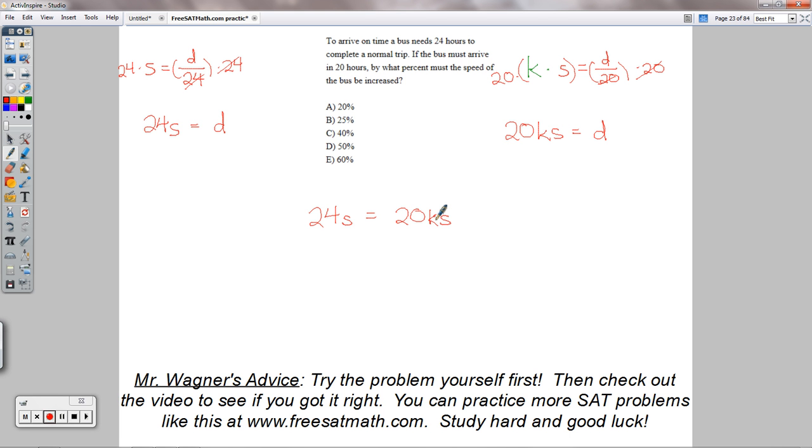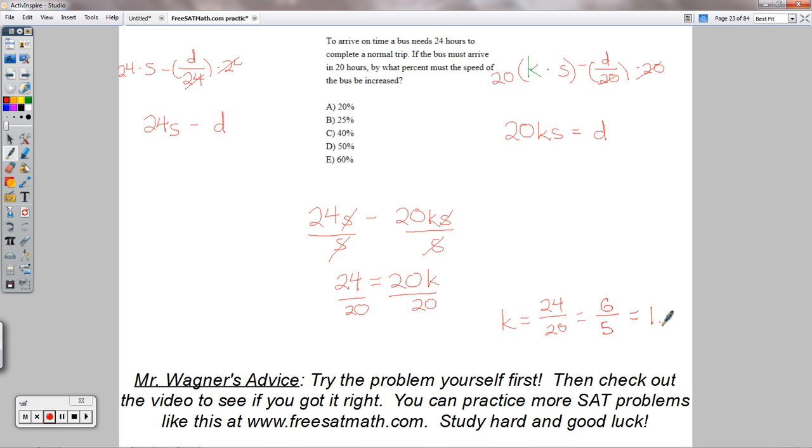So I can say that 24 times that initial speed would have to equal 20 times whatever that constant term is times that initial speed. So really what I'm solving for here is k. If I divide both sides by s, that initial speed, the s drops out of both sides. So that just leaves me with 24 equals 20k. Dividing both sides by 20 yields that k equals 24 over 20. I can divide both of those by 4. That would give me 6, and 20 divided by 4 would give me 5.